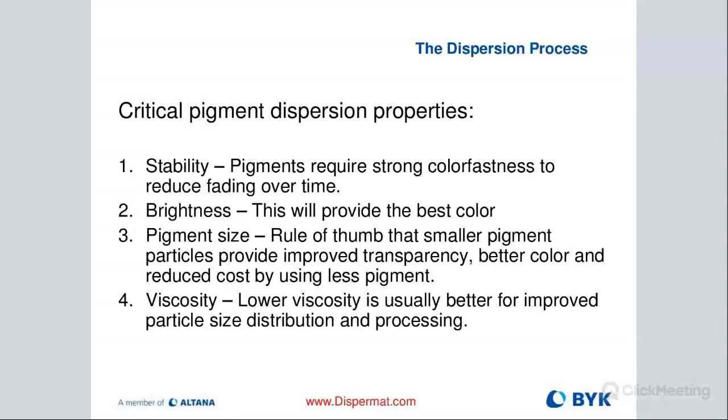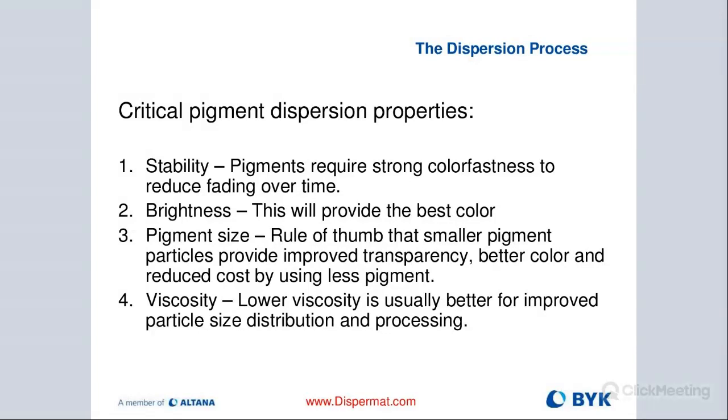The rule of thumb for pigment size is that the smaller the particles, that will improve our transparency, we'll get better color, and obviously we'll need less of the pigment in our formulation, helping us to save money, which our accountants really like to hear, or the purchasing department. And then viscosity also plays a big role. So the lower the viscosity, usually is better during our dispersing or milling process.